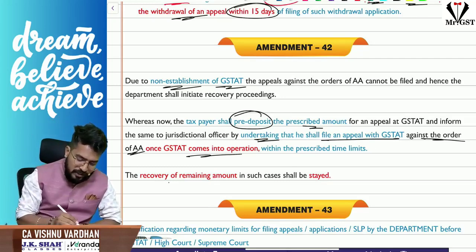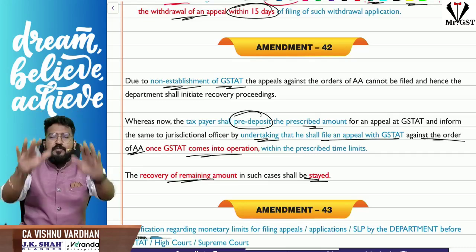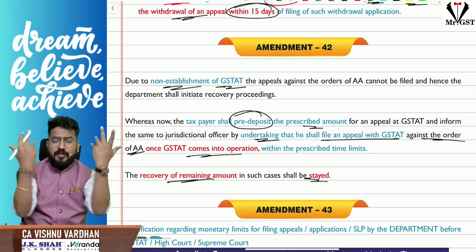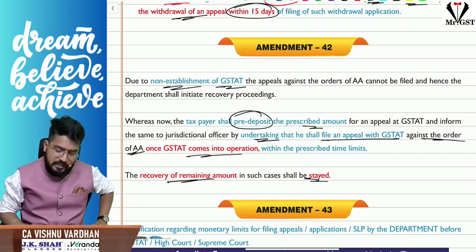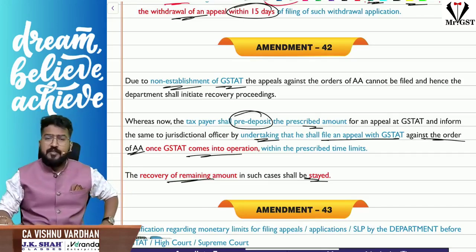So all the recovery proceedings for the remaining amount will be stayed. Okay, because we have not set up the GST appellate tribunal, it is our mistake. Nothing to worry, right? So that is what the next amendment is. Hope it is clear for you.